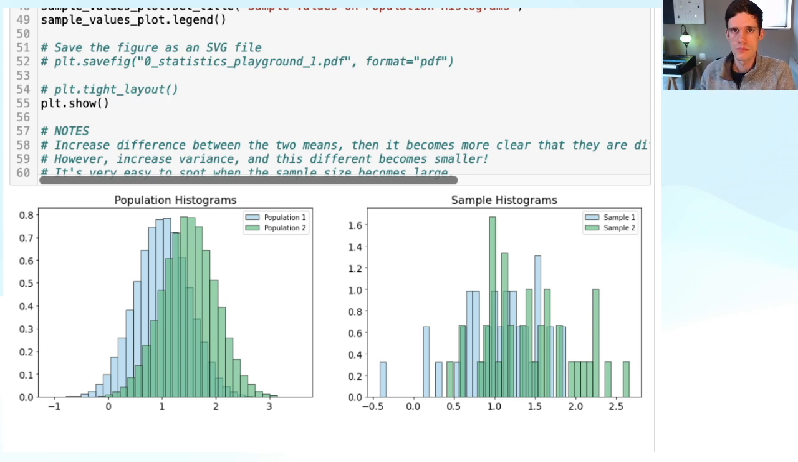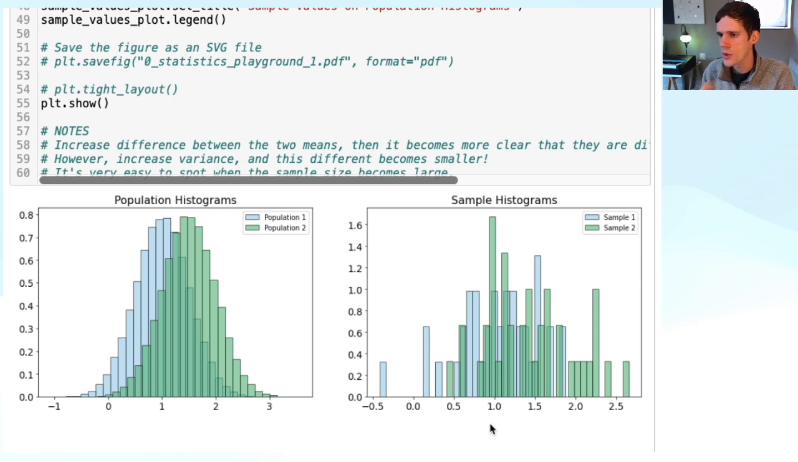As an example, let's say, for instance, that you're given two sample datasets. And the question that they ask you to answer is whether these two sample datasets are coming from the same underlying population or from two different underlying populations. Now, of course, you can visualize your two sample datasets, and that would, for instance, give you these sample histograms.